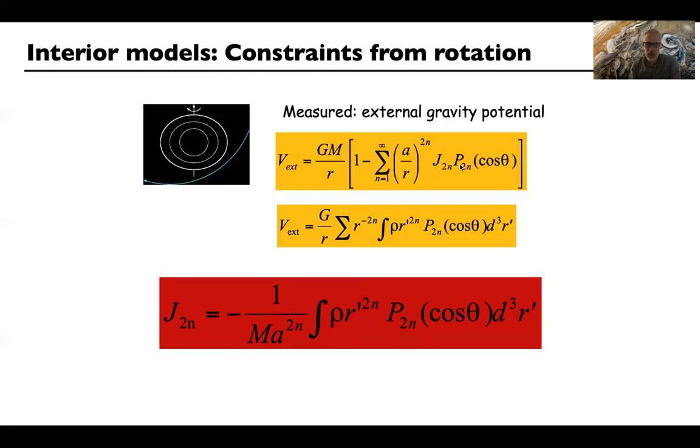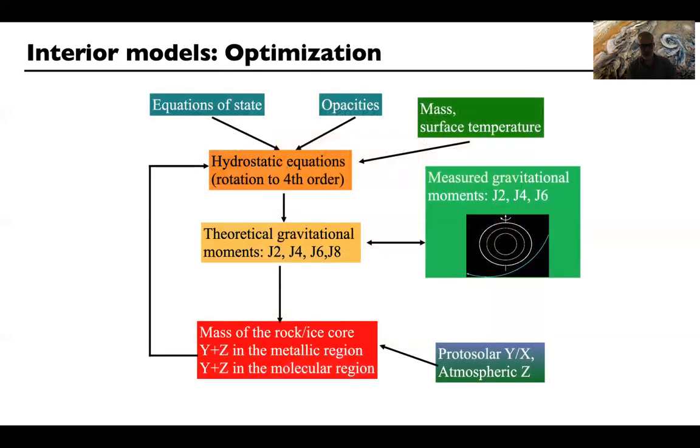Okay, so it's a way to relate a measurement to a model, and so build models that are progressively better at matching the observations and hopefully reality. The way we proceed is that we solve these hydrostatic equations with rotation to fourth order in that expansion on Legendre polynomials. We calculate gravitational potentials and gravitational moments theoretically, match them to the measured ones, and then constrain parameters like the mass of the rock-ice core and the composition of the metallic and molecular regions. And so we go on like that, with, of course, all the ingredients and the constraints that we have.